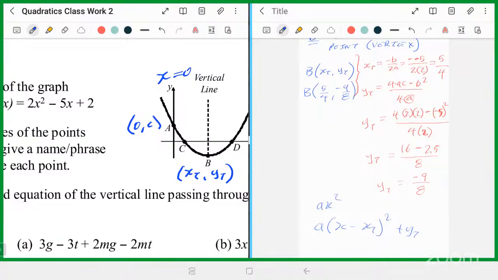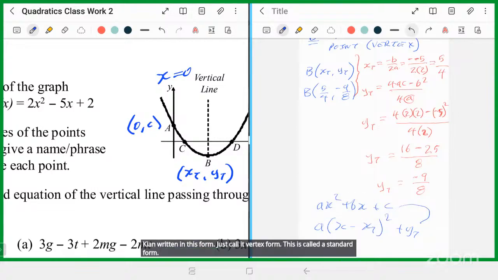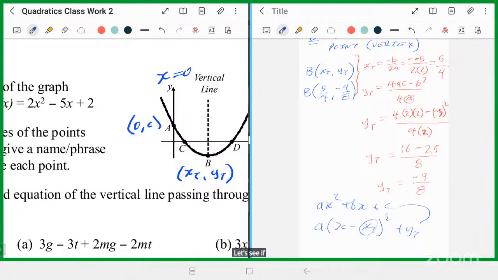ax squared plus bx plus c can be written in this form, which is called a vertex form. This is called a standard form. And the same way you calculate xt and yt at the top, that's how we calculate them down here. But the question was not asking us to do this, so there's no need to do it. Alright? So that's what we need to understand about this question.